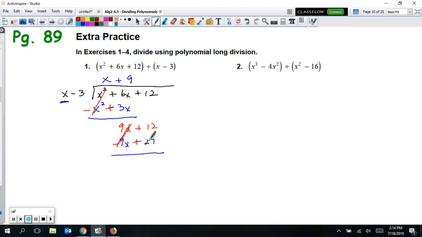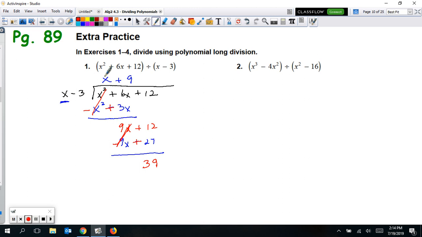And now when you combine here, we're going to end up getting 39. So we get 39 for this one. So our remainder is 39 because we ran out of terms here. So we're at the end. The remainder is 39. So the way we're going to write our answer here is this.